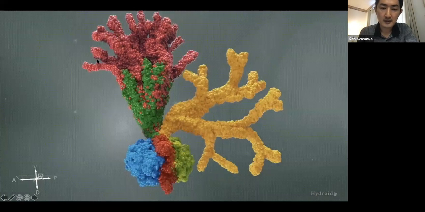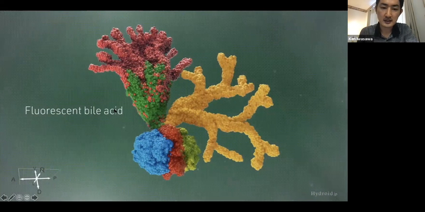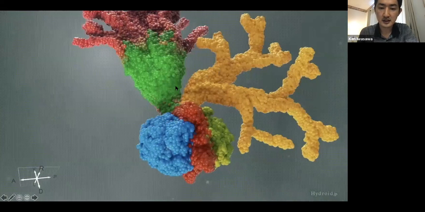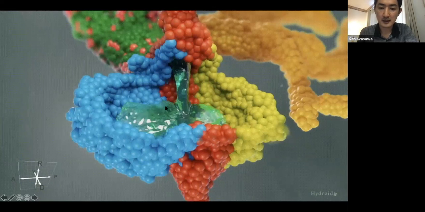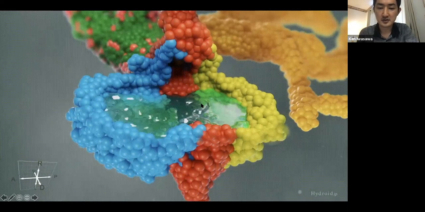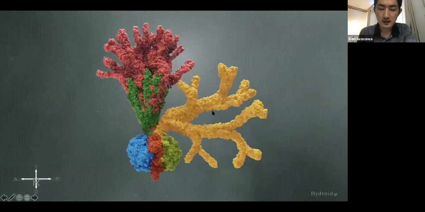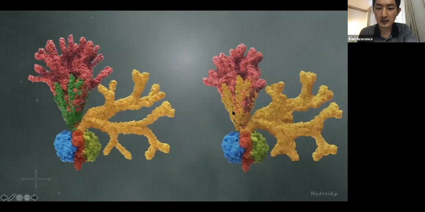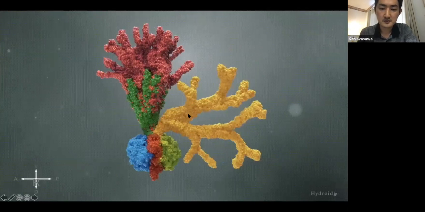And when we add fluorescent bile acid, although I didn't show you this data in my presentation, we were able to see the interconnections and the draining of this fluorescent-labeled bile acid into the intestinal structures. And in the last one, I showed you that the HES1 knockout diminishes the biliary and is replaced with the pancreatic tissues.